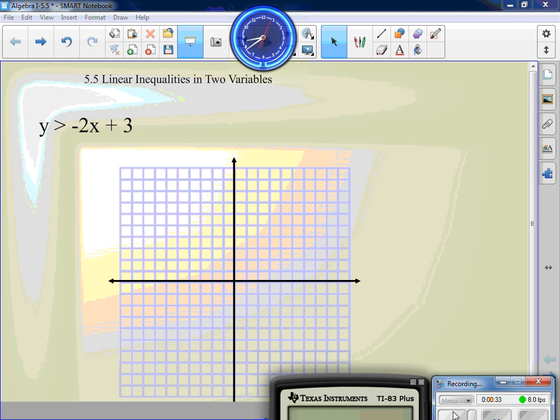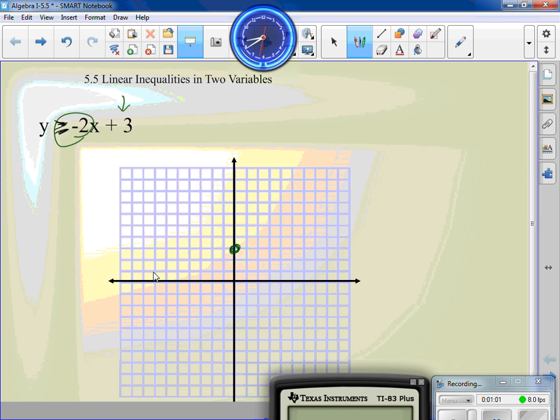First thing we're going to look at is just graphing it like normal, like it was a typical y equals. So we're going to act like this says y equals negative 2x plus 3. How do I start to graph this? I start dead center at 0, and I move up 3. That is because of the plus 3. That's my y-intercept.